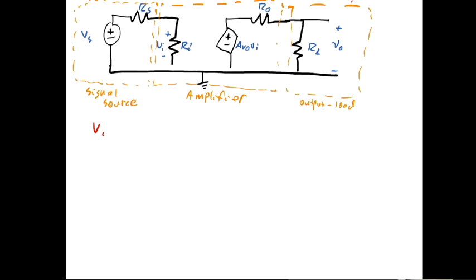So Vi is just a divider, and it's Ri divided by Ri plus Rs times Vs. And V out is also a divider, and in the same way, it's RL, the load, over RL plus R out times this voltage source here, and the voltage on this voltage source is this gain AV naught times VI.